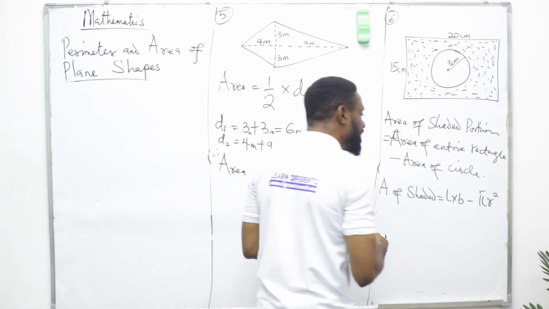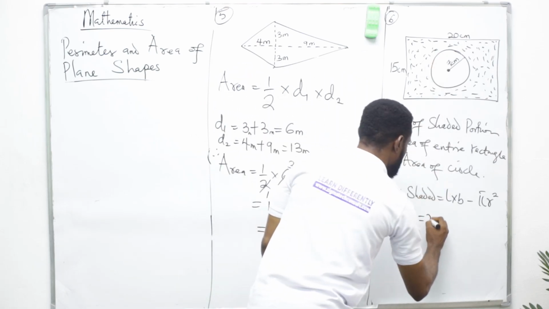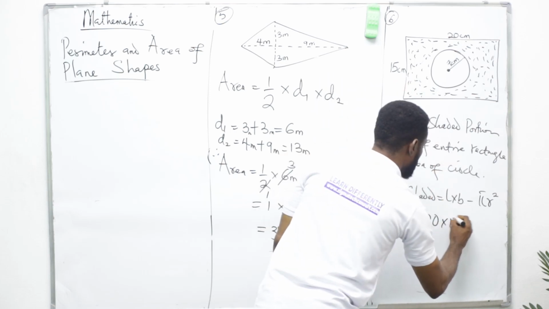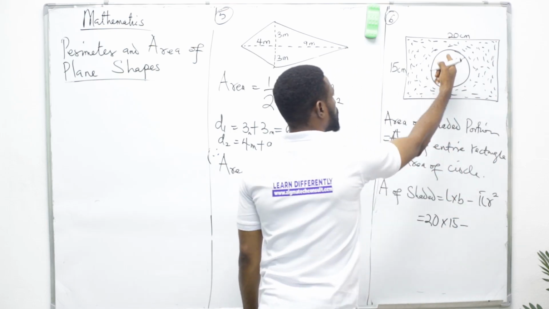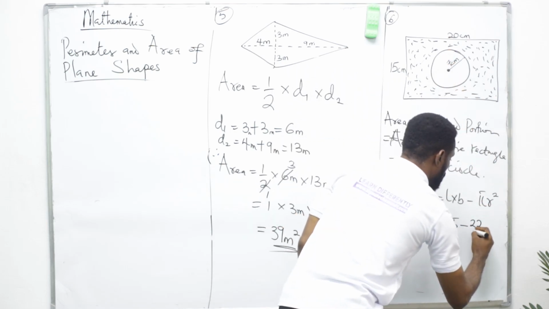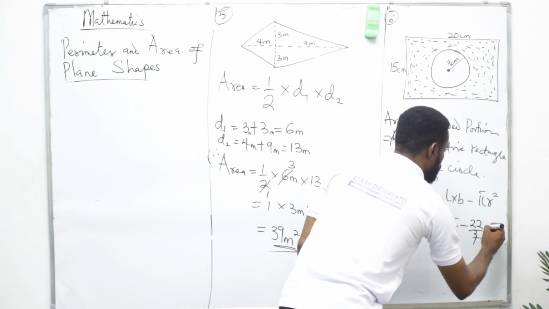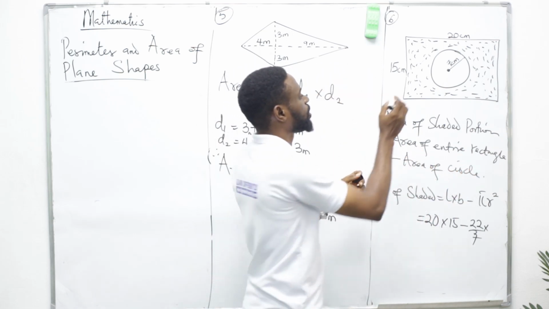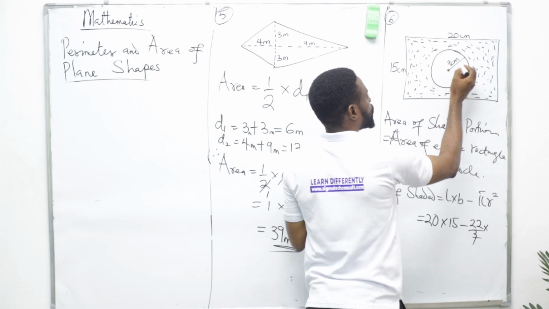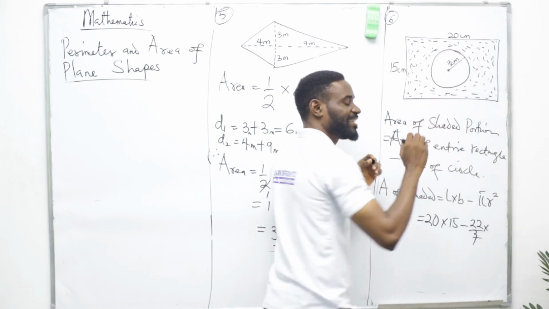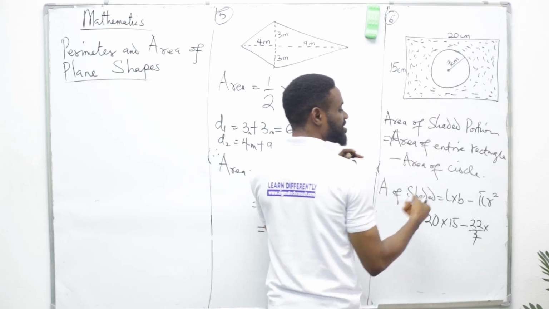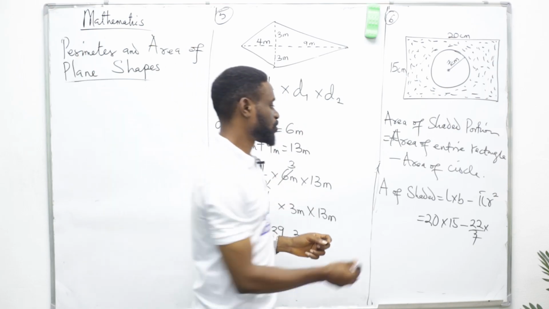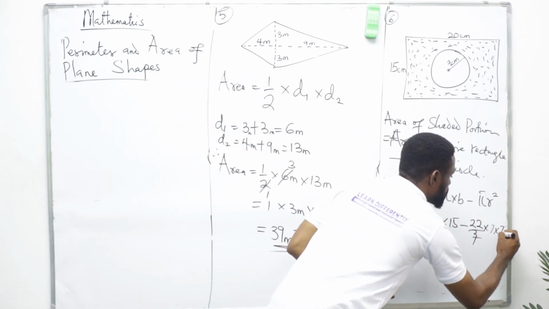So what that means is our length here is 20 times our breadth is 15, minus our pi is 22 over 7 times r squared. I told you when I was giving you properties of a circle, any line that runs from the center of the circle to the circumference is the radius. So this 7 is the radius of this circle. So r squared means 7 times 7, or r times r.